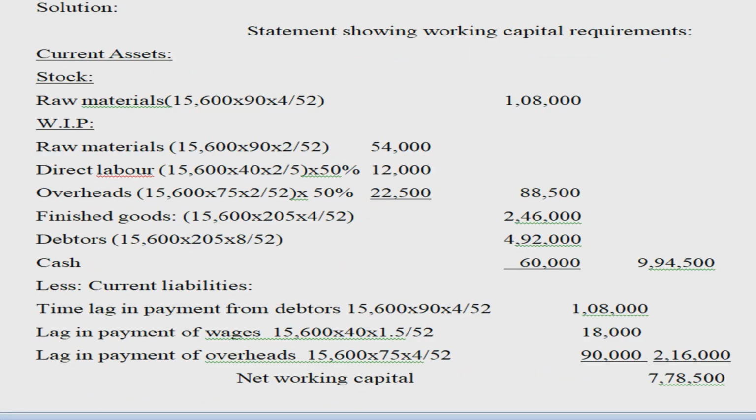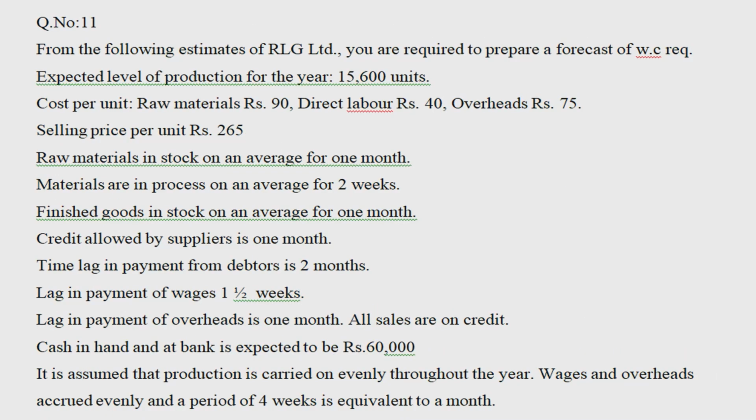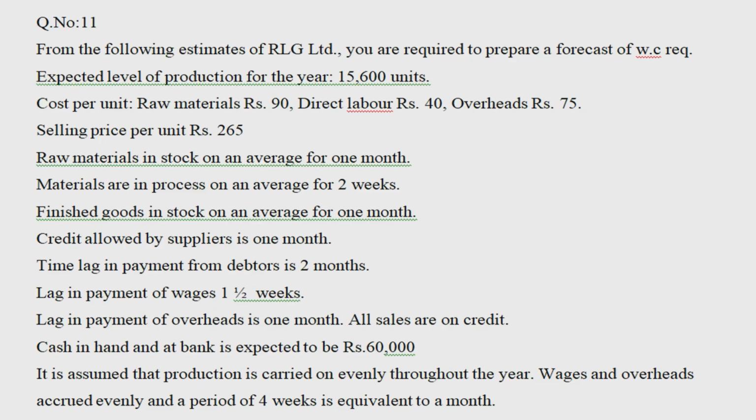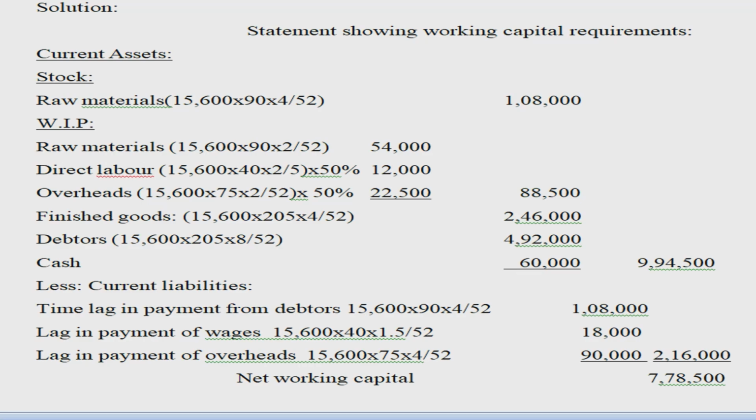Here the materials in process on an average for 2 weeks is given. So 15,600 into 90 into 2 divided by 52, 54,000. Next, for direct labor, 15,600 into 40 into 2 divided by 52 into 50%. Already we have discussed, for the raw material we have to consider 100% and for the direct labor and overhead we have to consider 50%. So for the direct labor 15,600 into rupees 40 into 2 divided by 52 into 50%, you will get 12,000.